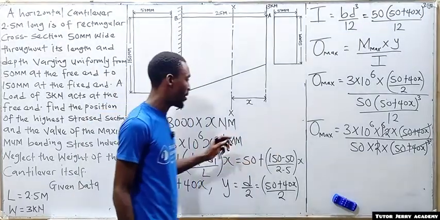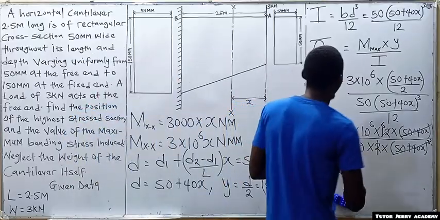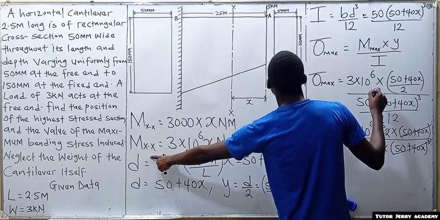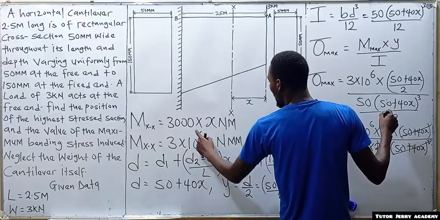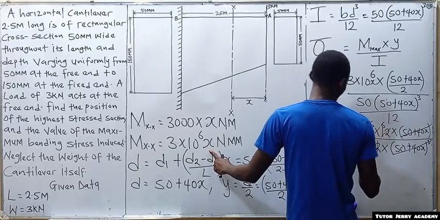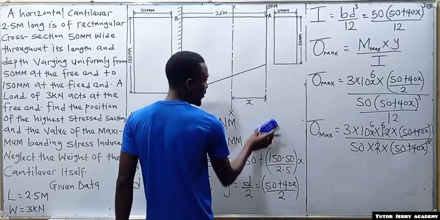All right, so I discovered I made a mistake here in my substitution. I did not put s, because at the moment the maximum bending moment along the section is 3 times 10 to the power of 6 s. All right, I was wondering where is my s. All right, so let's continue.